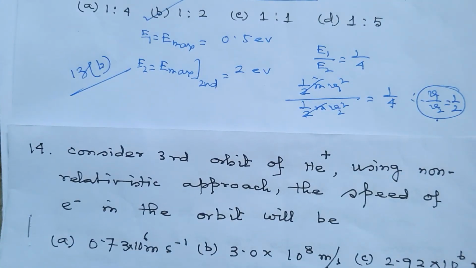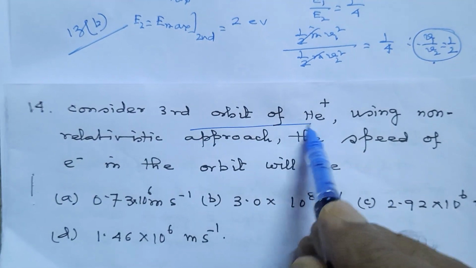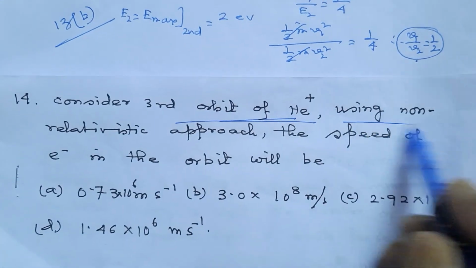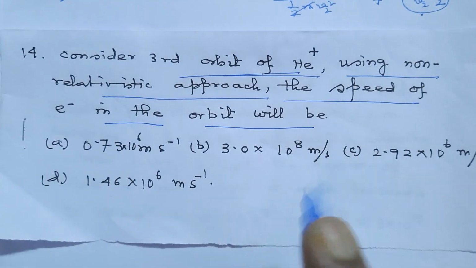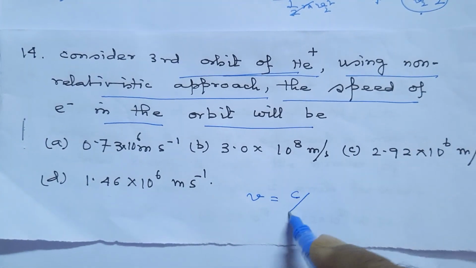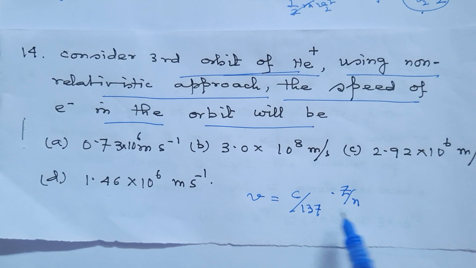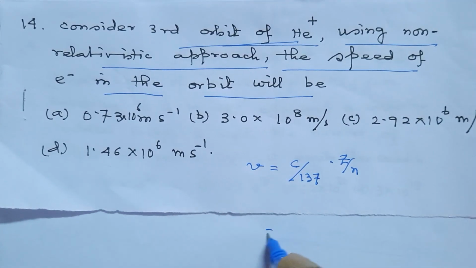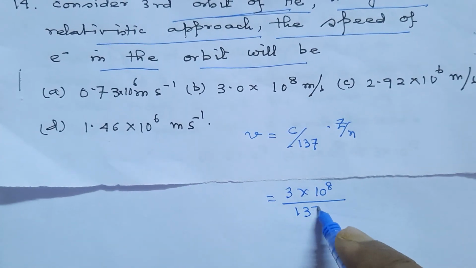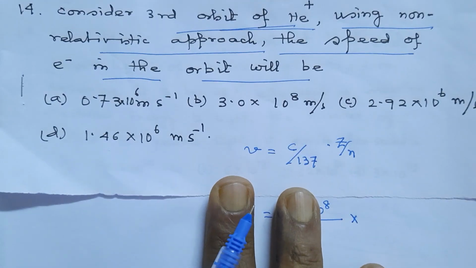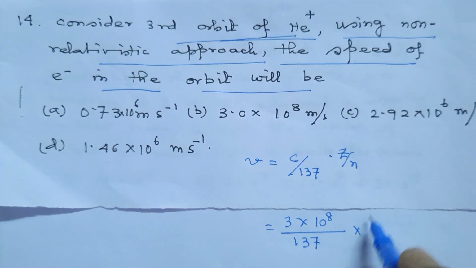Let us take question number 14. Consider the third orbit of helium He plus. Using the non-relativistic approach, the speed of the electron in the orbit will be. The speed of the electron v equals, we know, c by 137 into Z by n, where c is the velocity of light in vacuum. That is, the value of c is 3 into 10 to the power 8 by 137. For helium, the value of Z is 2, and for the third orbit, n is 3. So this is 2/3.